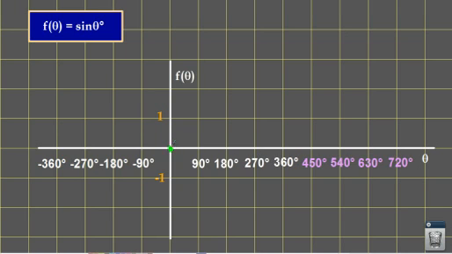Can you see that color? It pops up to 1 at 90 degrees. It goes back down to 0 at 180, down to negative 1 at 270, and up to 0 at 360. So when we're drawing this, we're going to be curving, and it curves down.